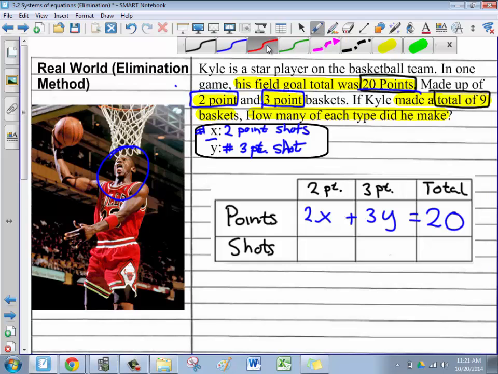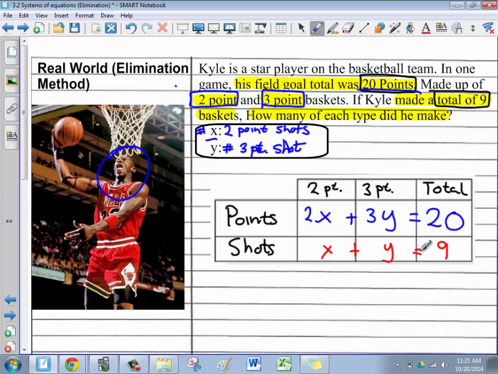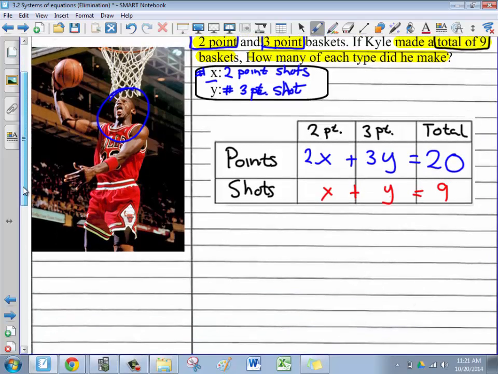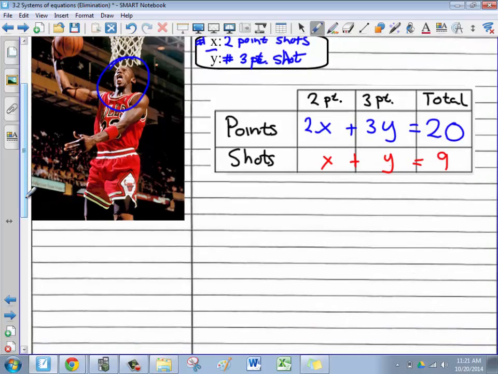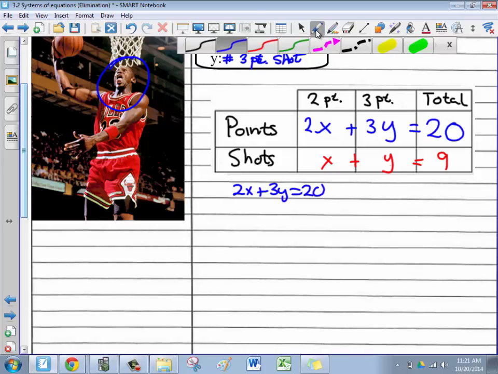And then the other one is a little bit easier. The total is shots made, so we made 9 shots. That is a combination of how many 3-point shots he made and how many 2-point shots he made. So X plus Y is equal to 9. So here I go. I got my 2 equations right here, and I'm going to use the elimination method to solve them. Let's write them right below here. I got 2X plus 3Y is equal to 20. And I also have X plus Y is equal to 9.